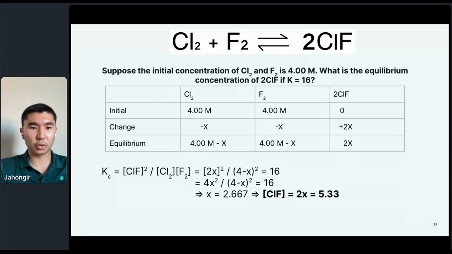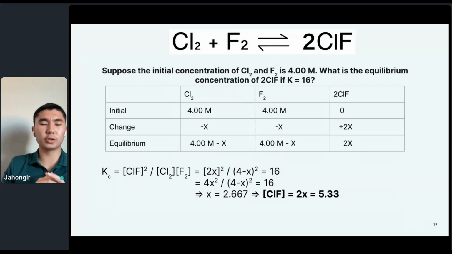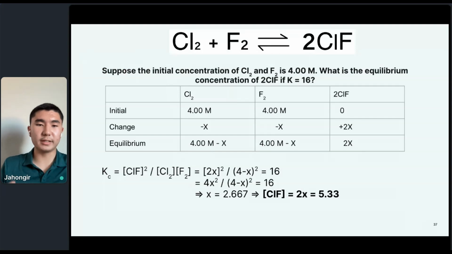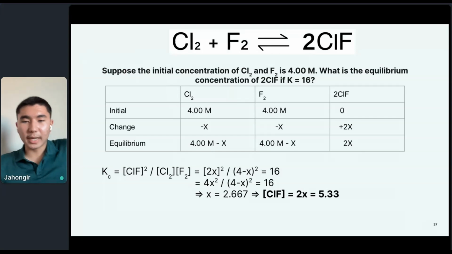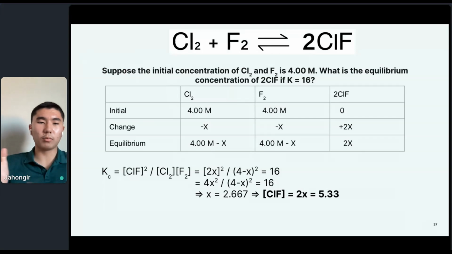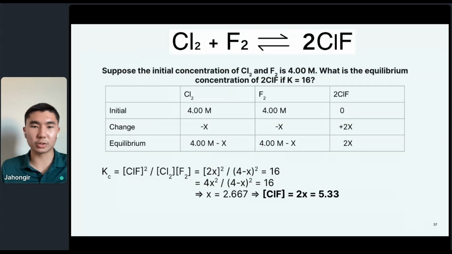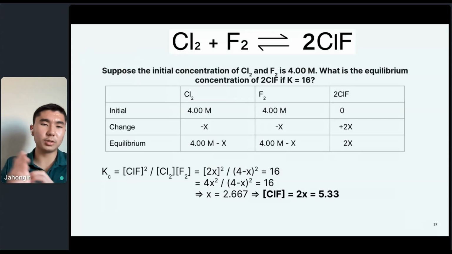Now let's look at another question, and it asks us to suppose the initial concentration of Cl2 and F2 is 4 moles, and what is the equilibrium concentration of 2ClF if K is 16? Now, as we can see, K is a pretty big number, so we're obviously going to know that more products are going to be favored, but that's just some background information that you could know. So we know our initial concentration is 4 moles for our Cl2 and 4 moles for our F2, and we're not given the initial concentration of 2ClF, and we're not even given the equilibrium concentration at all. So from here, you use your x.